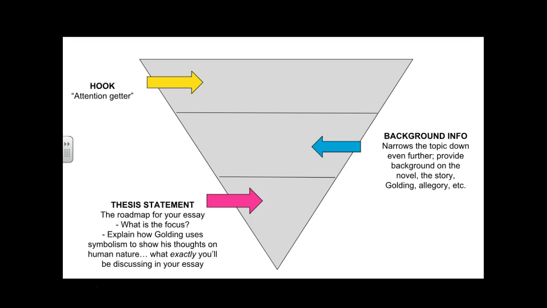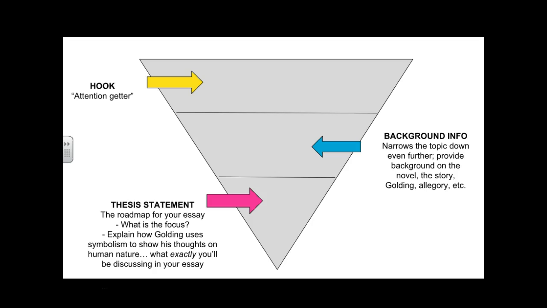It could be a question, an anecdote, a definition, a shocking statement. How are you going to grab my attention? The next part is the background information. This narrows down the topic even further, providing background on the novel, the story, Golding, allegory. So you have to connect your hook into the background. How are you going to transition to the background information? What does the reader need to know? You probably should tell me what the book is, who the author is that you'll be discussing. Maybe address symbolism. What's the background information you need to discuss in order to move on to your thesis statement? I'm going to give you a sample of that.